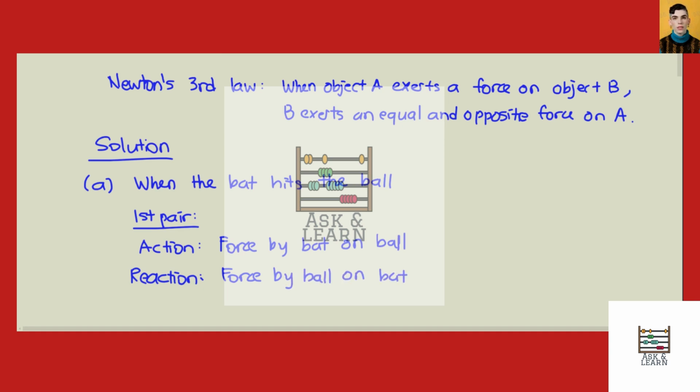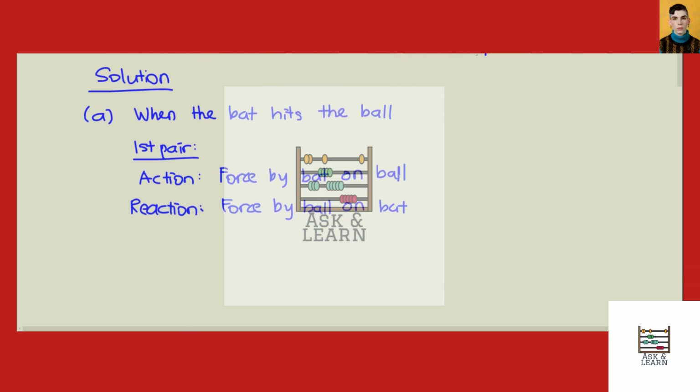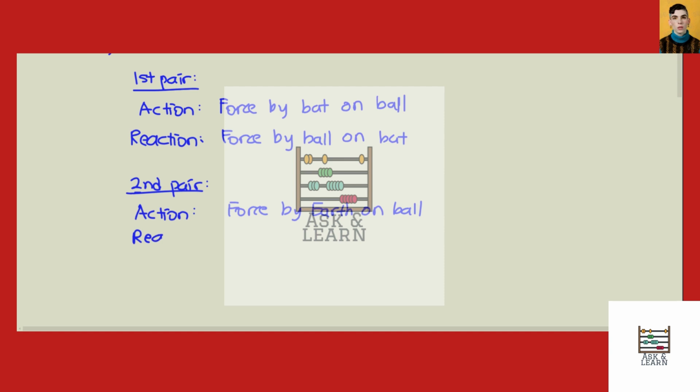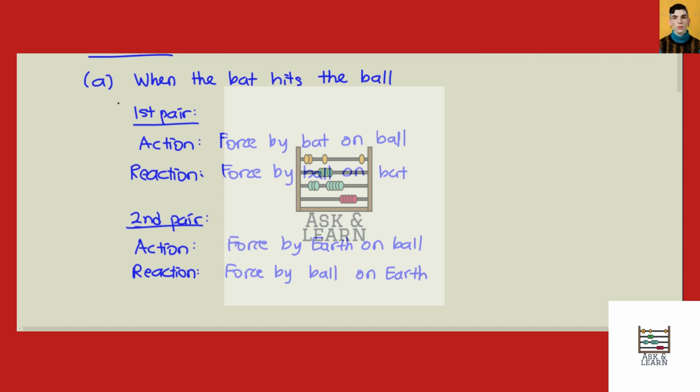And then the second pair. The second pair always exists. The action is the force by earth on ball, which is the gravitational force, and the reaction is the force by ball on earth. These are the answers for part A.